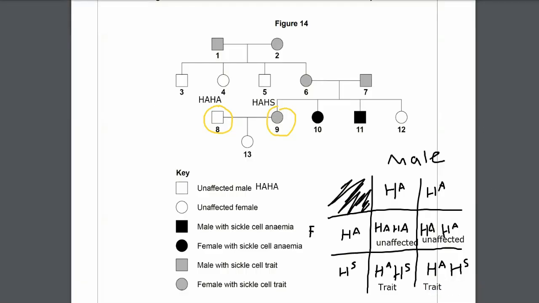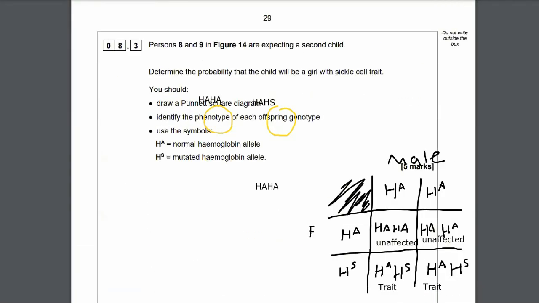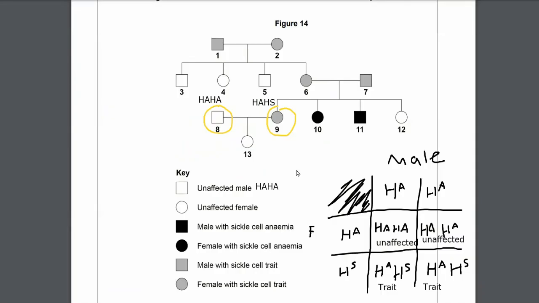Now, we were told what's the probability of them getting sickle cell and what's the probability of them being a girl. Well, it's 2 out of 4 that they get the trait. So that's 0.5 as a probability, or a 50% chance that they get the trait. But we were also asked, what's the chance of them being a girl? And that's 0.5, right? That's 50%.